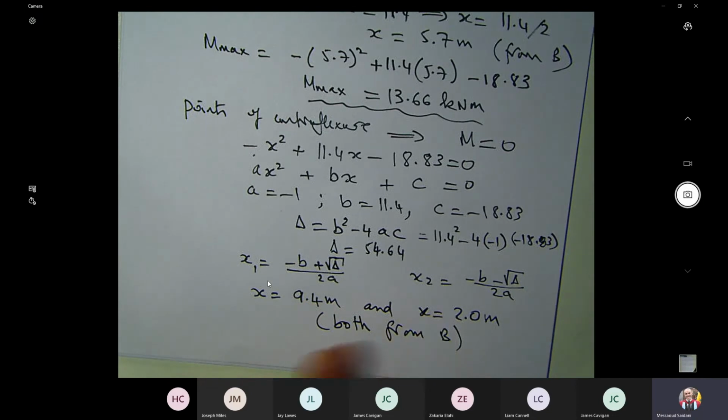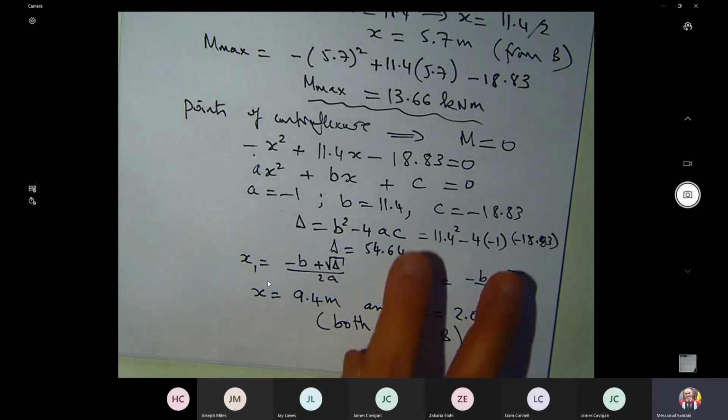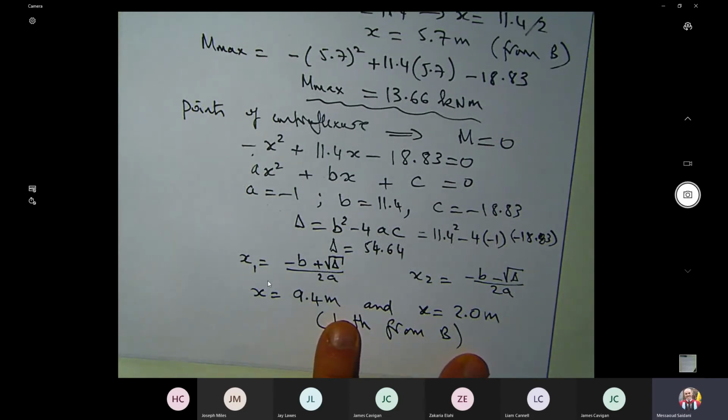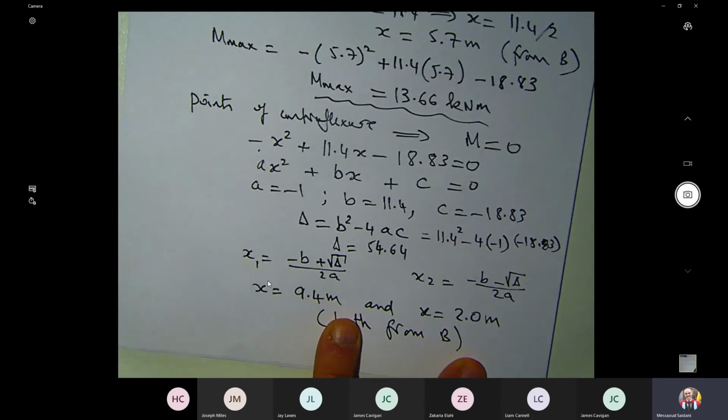Just be careful because sometimes you have a quadratic equation, and we'll see with some examples where there is only one point of contraflexion. So you find that one of the solutions is not acceptable, either because it's negative or because it's larger than the span of the beam itself. So always check that your answers are acceptable and make sense.